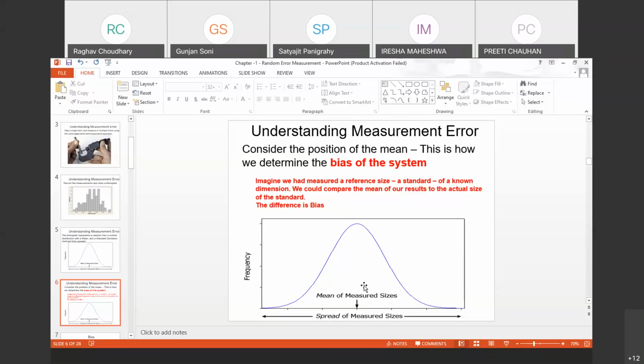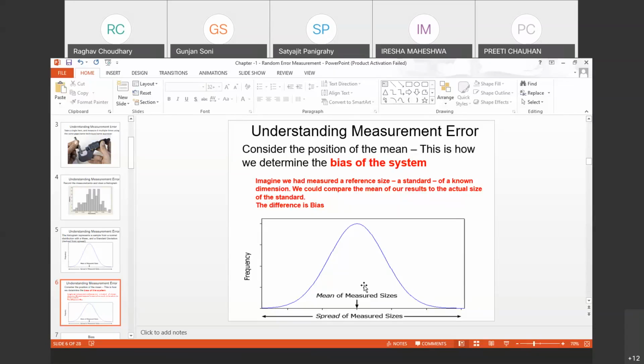So let's say I have a standard piece like a slip gauge with me. I know the thickness of this slip gauge because it's a standard piece. I've purchased it from the market, and using this standard piece, I want to know how my measurement system is performing with respect to this.